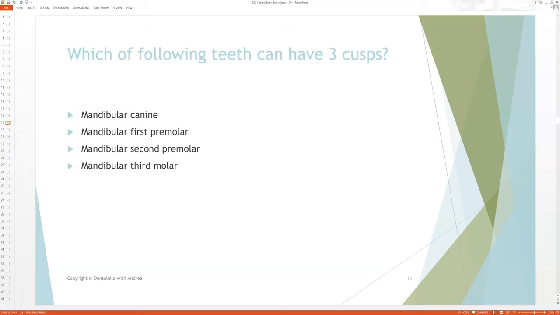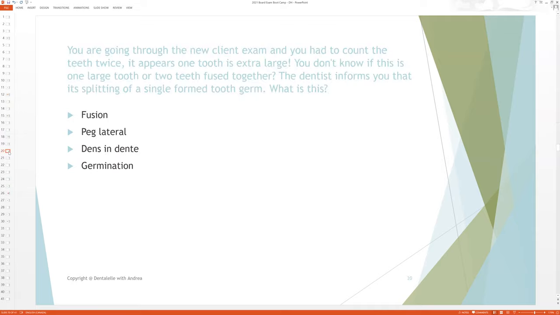So for example, which of the following teeth can have three cusps? Do you know the answer to that? Probably not. Most people don't, but you have to know it for the board exam. And I'm going to give you guys tips on how to memorize and know certain things, okay?